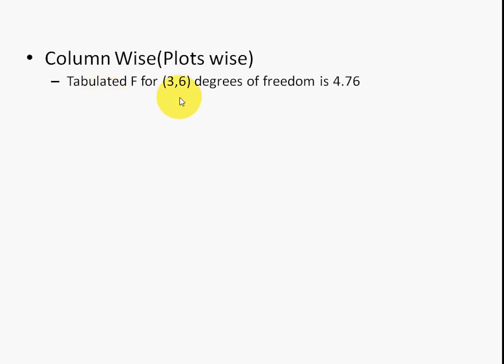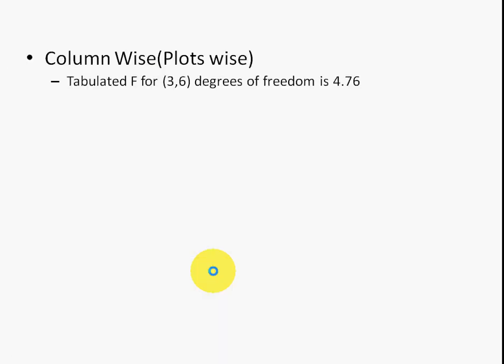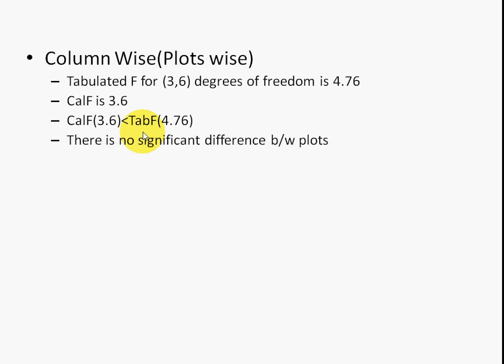The tabulated F for 3,6 degree of freedom. Why we have used 3,6 degree of freedom is, here the numerator 6 is having degree of freedom 3, the denominator 1.667 is having degree of freedom 6. Therefore for 3,6 degree of freedom, tabulated F is 4.76 and the calculated F is 3.6. So the calculated F is less than tabulated F. Therefore the conclusion is, there is no significant difference between the plots.